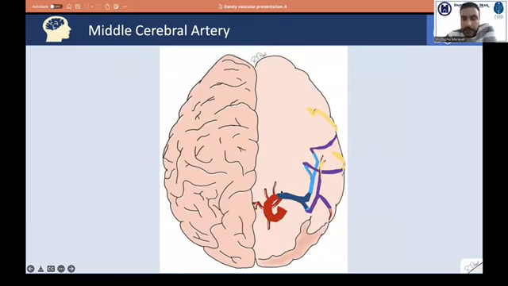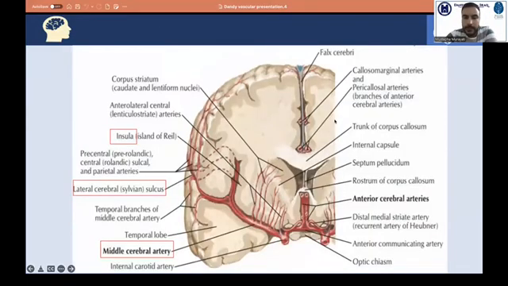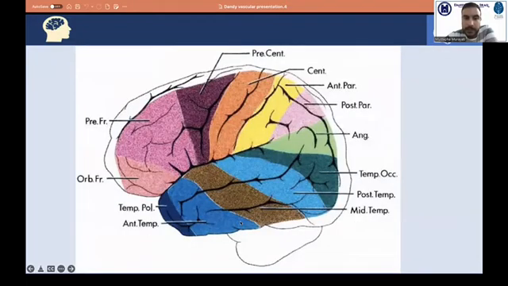You can see the M1 starts as a horizontal pathway, then the M2 changes into a vertical pathway, the M3 is horizontal one more time, and M4 goes vertical one more time. So every time the segment changes, it changes its direction. For example, the M2 insular segment is vertical, while the opercular segment is horizontal. The cortical segment is vertical again. This is a coronal section showing the M1, M2, M3, and finally the M4 segments.